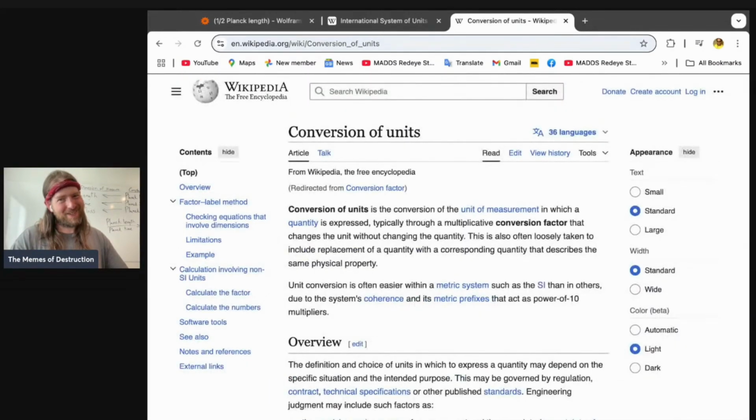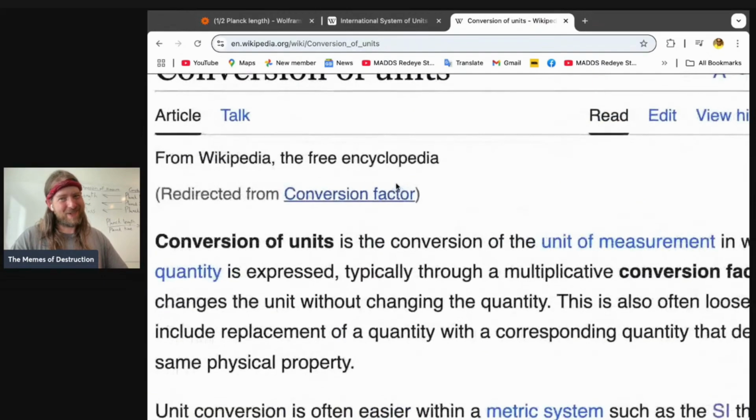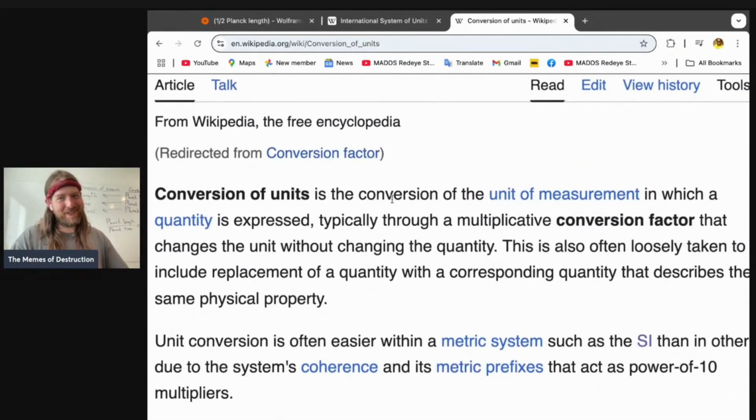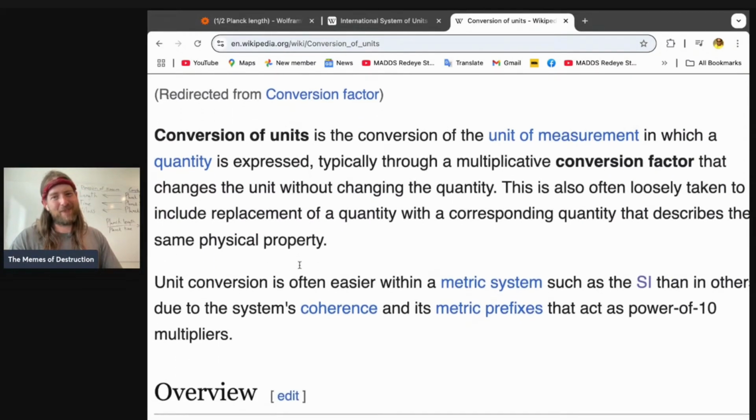At least the question, what are conversion factors? Conversion of units is the conversion of the unit of measurement in which a quantity is expressed, typically through a multiplicative conversion factor, aka you probably multiply or divide something, that changes the unit without changing the quantity. This is often loosely taken to include replacement of a quantity with a corresponding quantity that describes the same physical property.